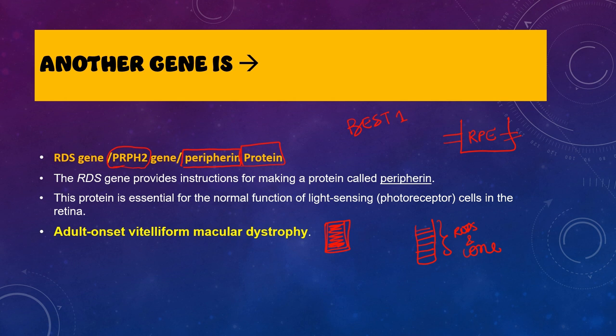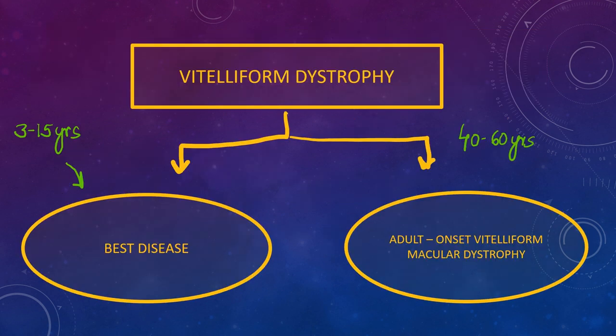However, this is not called Best vitelliform macular dystrophy. It is called adult onset vitelliform macular dystrophy. So basically, for the purpose of this video, although we have a lot of vitelliform dystrophies, we are going to be restricting our discussion to two vitelliform dystrophies.